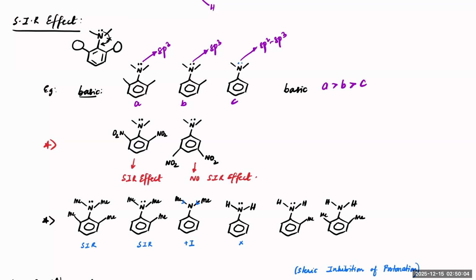See the next example also. In this case, there is an SIR effect, but here there is no SIR effect because the same NO2 groups, if they are replaced towards meta position, now there is no SIR effect. Now this lone pair will be in resonance. So that will make it strong resonance towards itself. Hence, the lone pair is less available. If I compare A and B, then the basic character will be more for A than B.